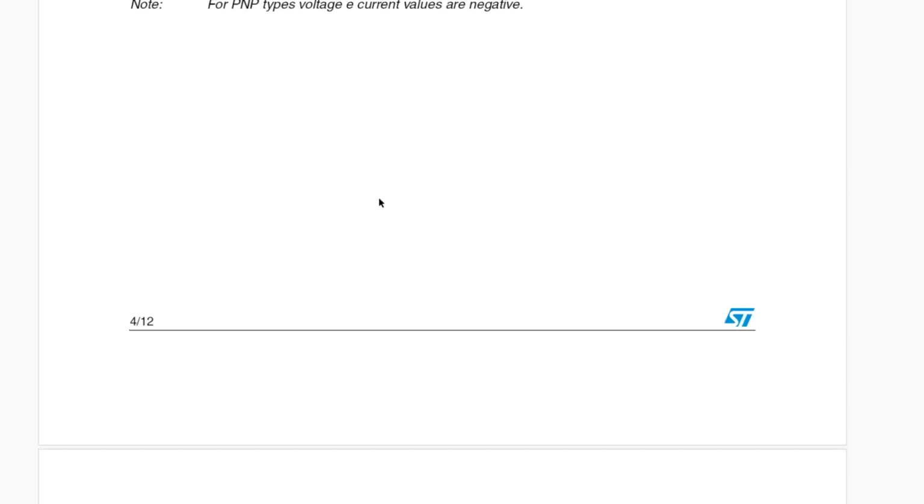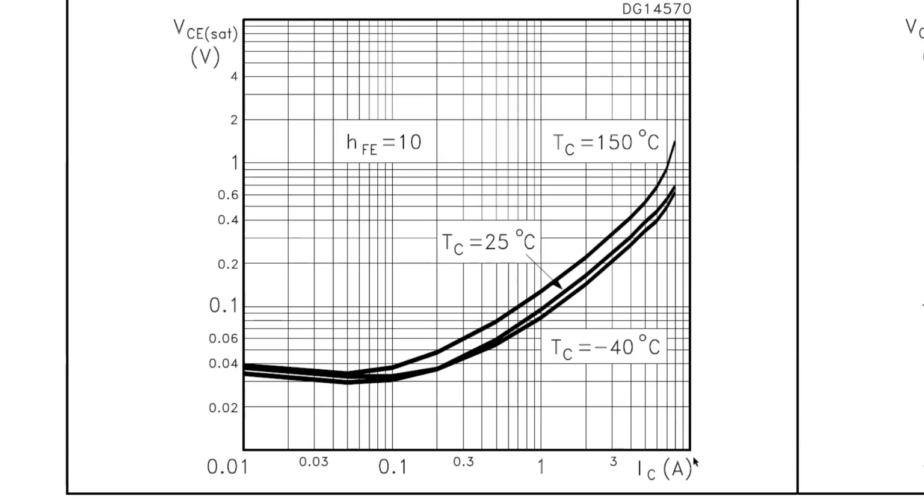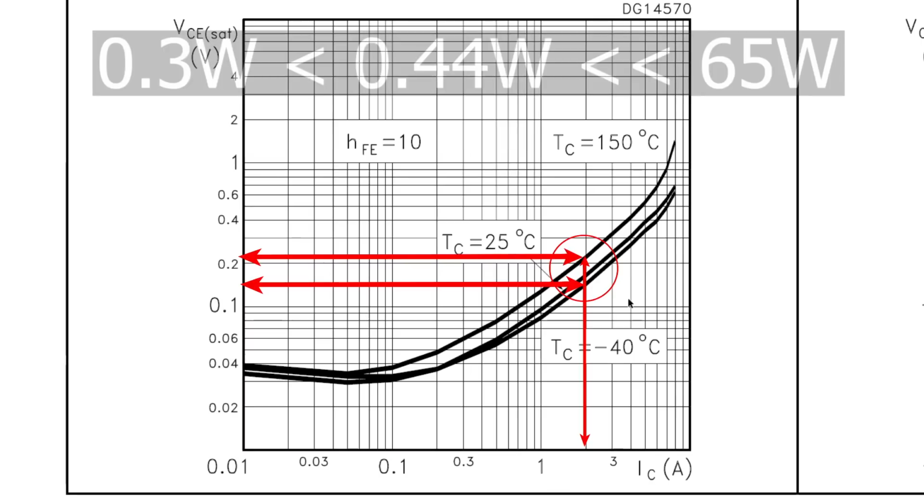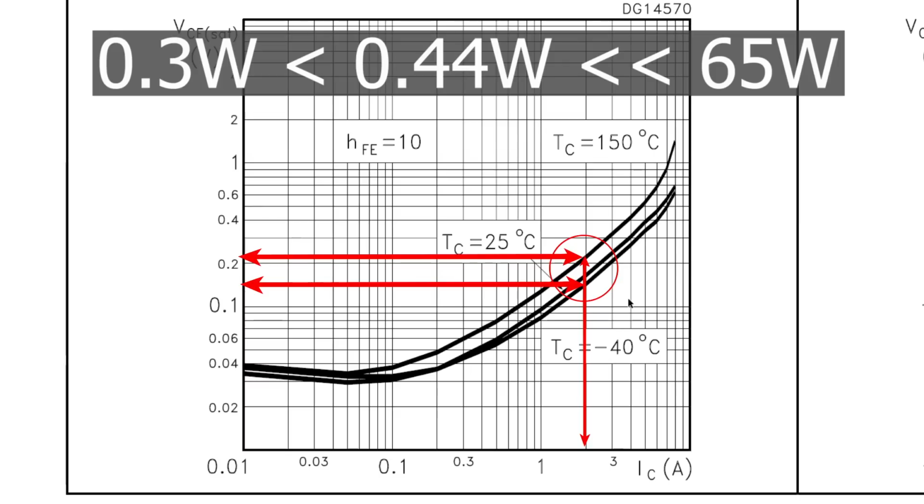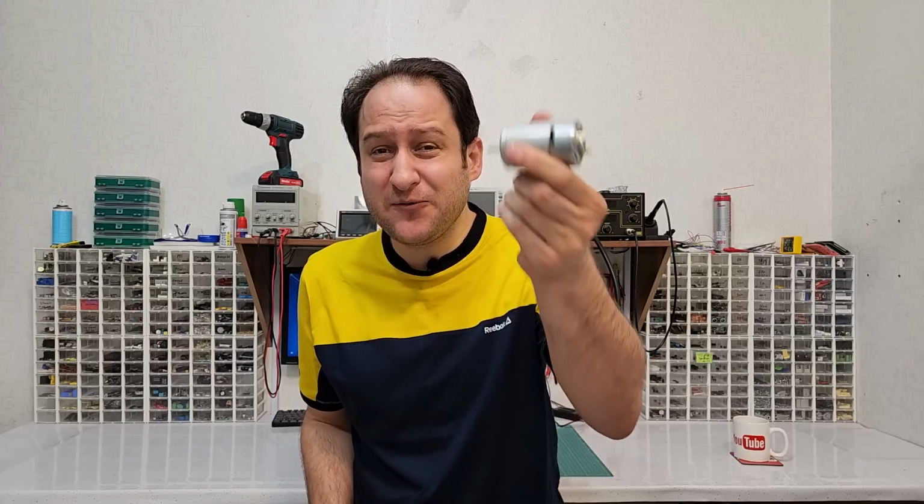Let's take a look at figure 6 here. This graph shows collector emitter voltage versus collector current. There are 3 different curves here for different temperatures. If you look attentively at this point, it's clear that when 2 amperes is passing through the collector, the voltage across the collector emitter junction will be something from 0.15 volts to 0.22 volts. So the power dissipation falls between 0.3 watts and 0.44 watts, which is far less than the 65 watts maximum power dissipation of the device. Wow, we found the best transistor that is suitable for this motor.